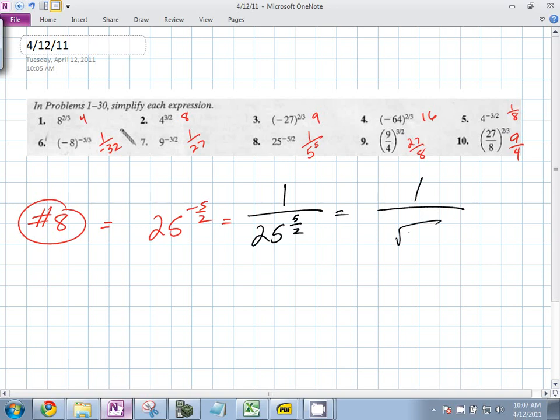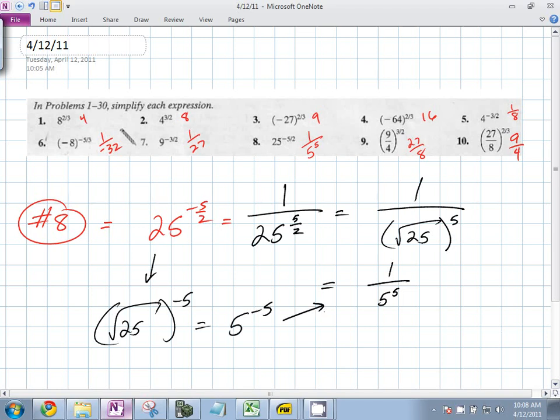So what does the power of 5 halves mean? The square root of 25 to the... Right. What is the square root of 25? So it's 1 over 5 to the 5th. So you have to do the negative sign first. No, you don't. You could do it. The square root of 25 to the negative 5, which is 5 to the negative 5. There's many different orders.